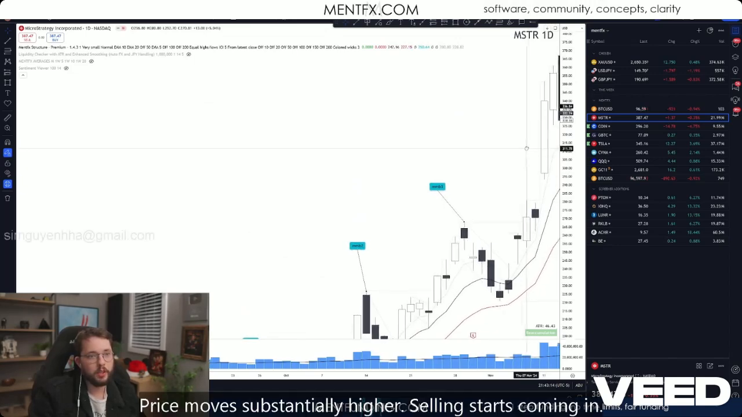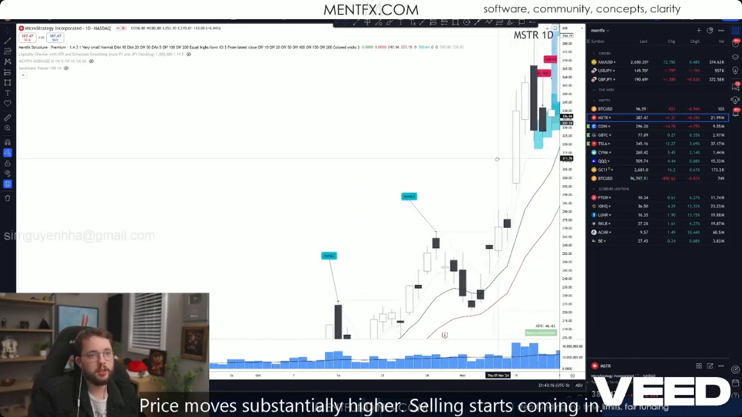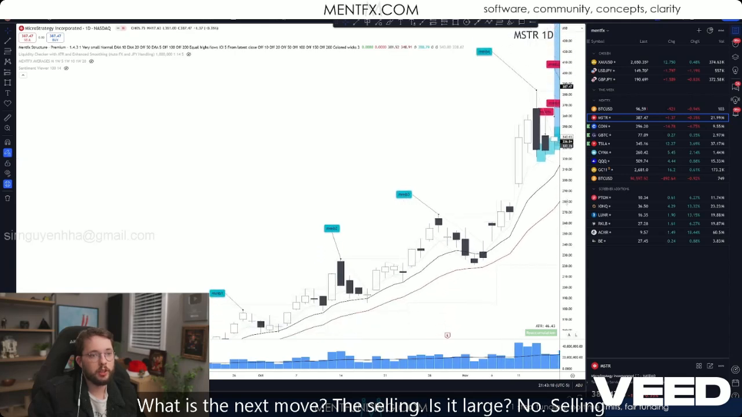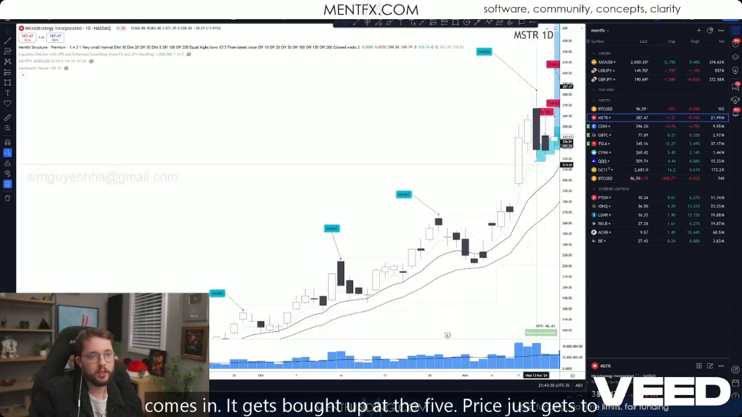What happens? Price moves substantially higher. Selling starts coming in. What is the selling? Is it large? No. Selling comes in. It gets bought up at the 5.